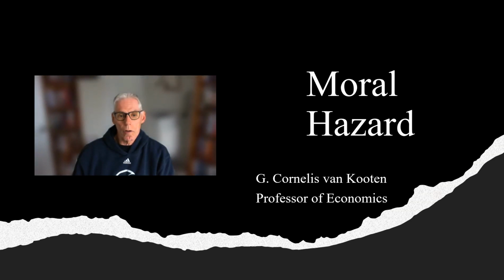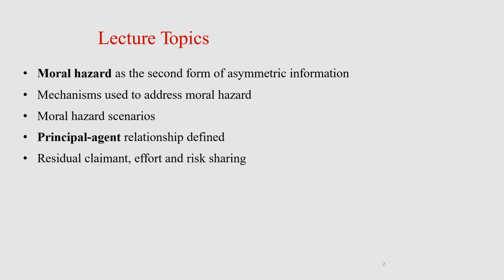In this lecture, we're going to look at the first cousin of adverse selection, known as moral hazard. We're going to look at the following topics: moral hazard as the second form of asymmetric information. Remember, hidden information. Mechanisms used to address moral hazard. The types of scenarios we find where moral hazard shows up. And then we're going to look at the principal-agent relationship and define it. And finally, the residual claimant, effort, and risk sharing.